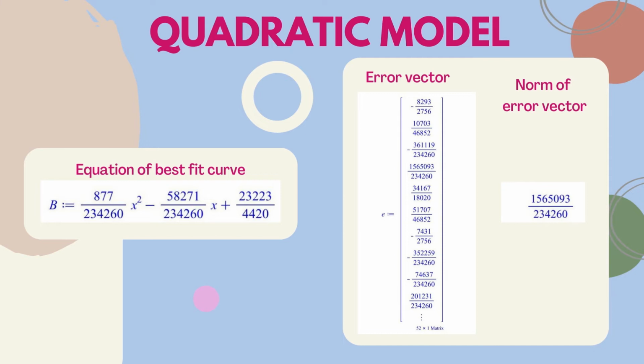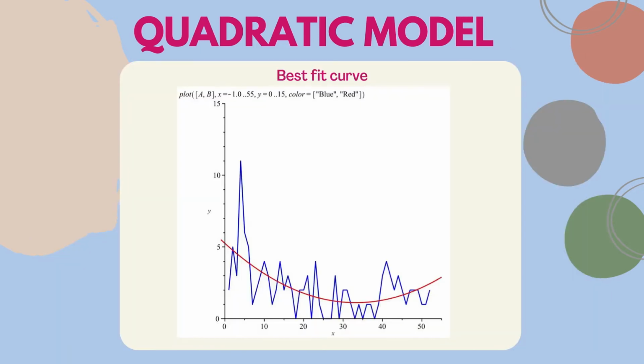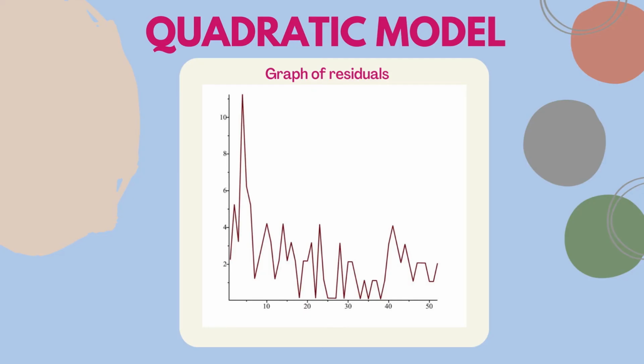Shown here are the error vector and its norm. Norm is the square root of the sum of each error vector squared. On the left side, we also have the equation of the best fit curve, which will further be graphically explained in the next slide. Shown here is the quadratic curve and its observed data. Lastly, the graph of residuals, which tells us the difference between the observed response and fitted response values.